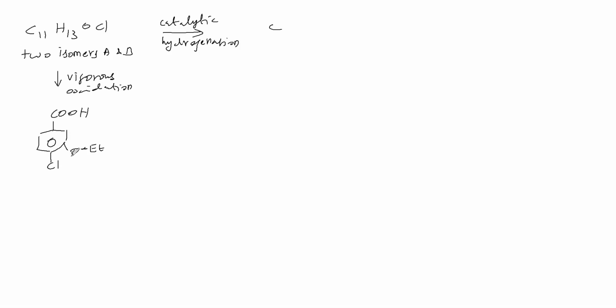Now, A can show geometrical isomerism. B is not showing geometrical isomerism. Okay. A is showing geometrical isomerism, B is not showing geometrical isomerism. Okay. What are A, B, C? We have to say.